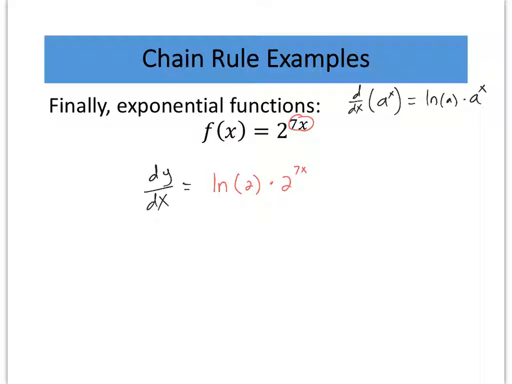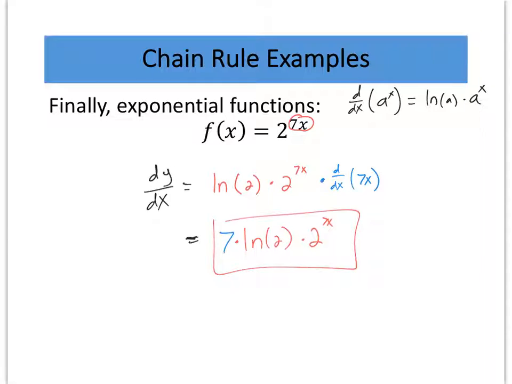But when I use the chain rule, I have to take the derivative of the inside, d over dx of 7x, which we know to just be 7. So we've got 7 times the natural log of 2 times 2 to the 7x power. And this is the derivative of the original function. That chain rule is so critical because if we forgot to take the derivative of the inside, we'd be off by a factor of 7. The reality is that the derivative is 7 times bigger.